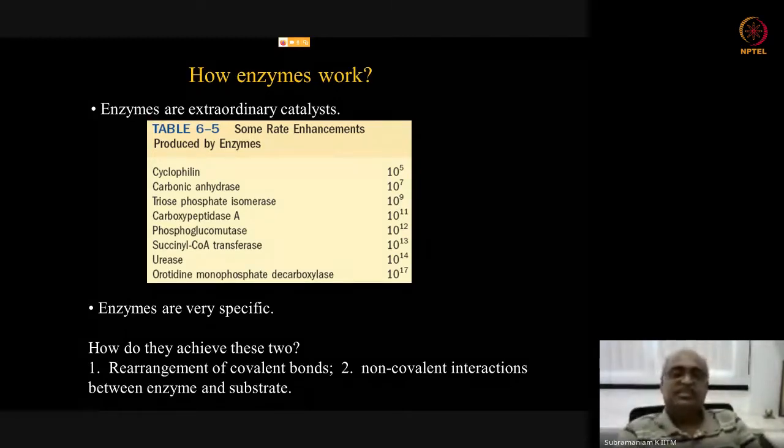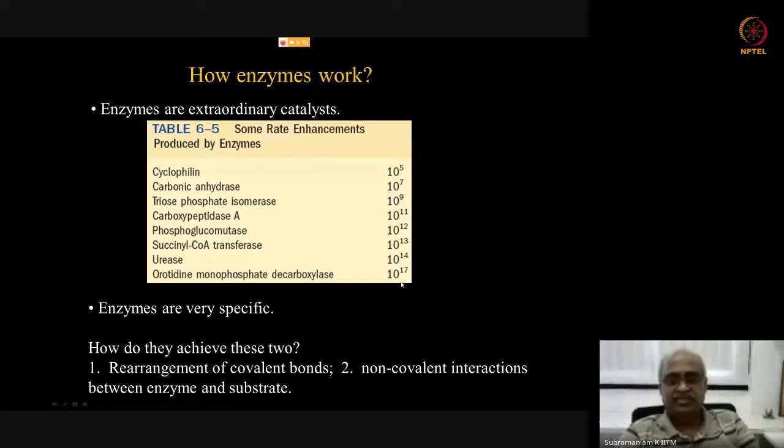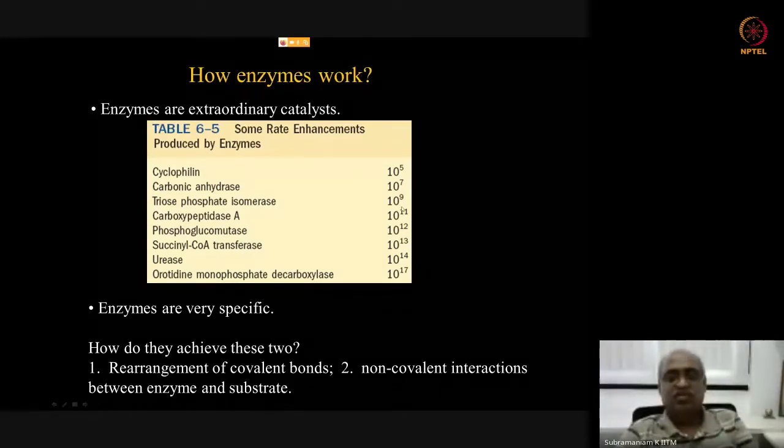They accelerate the rate of the reaction by several orders of magnitude, as listed in this table. So if you take the last one, orotidine monophosphate decarboxylase, it accelerates the reaction 10 power 17 times that of the uncatalyzed reaction. So this is typical; 10 power 5 is kind of on the lower end. Most enzymes are in this order, like 7 to 11 orders of magnitude. They accelerate the rate of the reactions. So they are extraordinary catalysts.